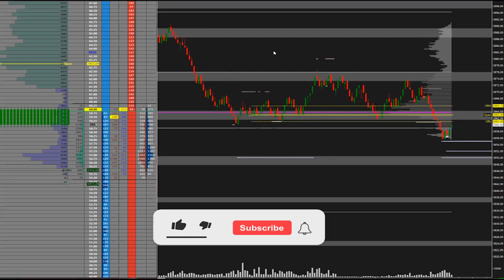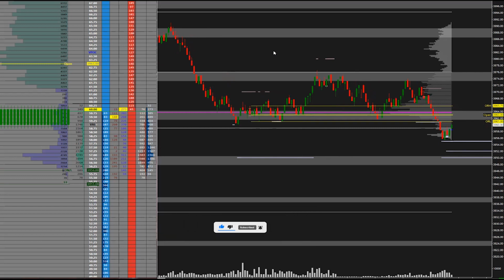Absorption, first and foremost. Absorption is when the market is trading at a key level, whether it's a high or a low, and there's continuous contracts flooding into the limit side and going in at market without actually moving the market. So what exactly does that mean, right?